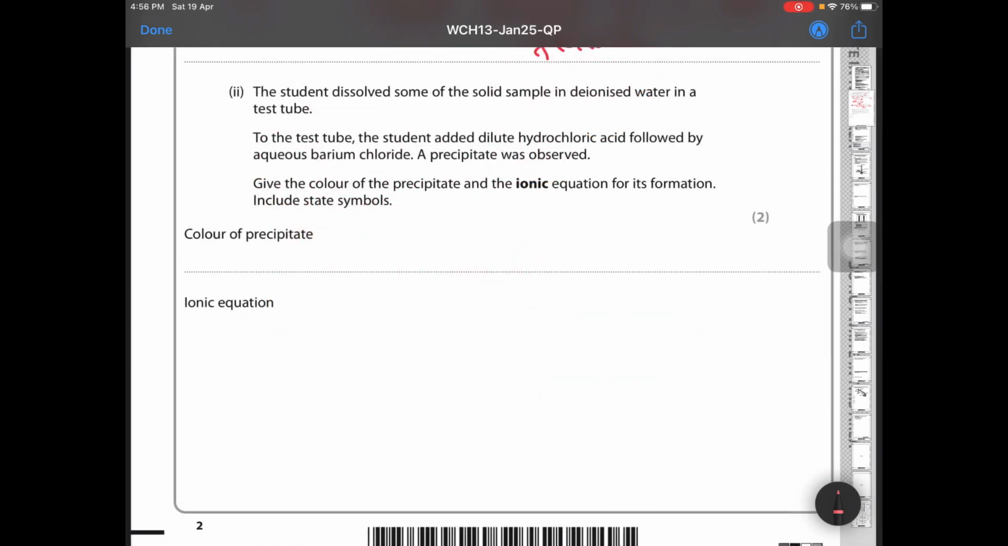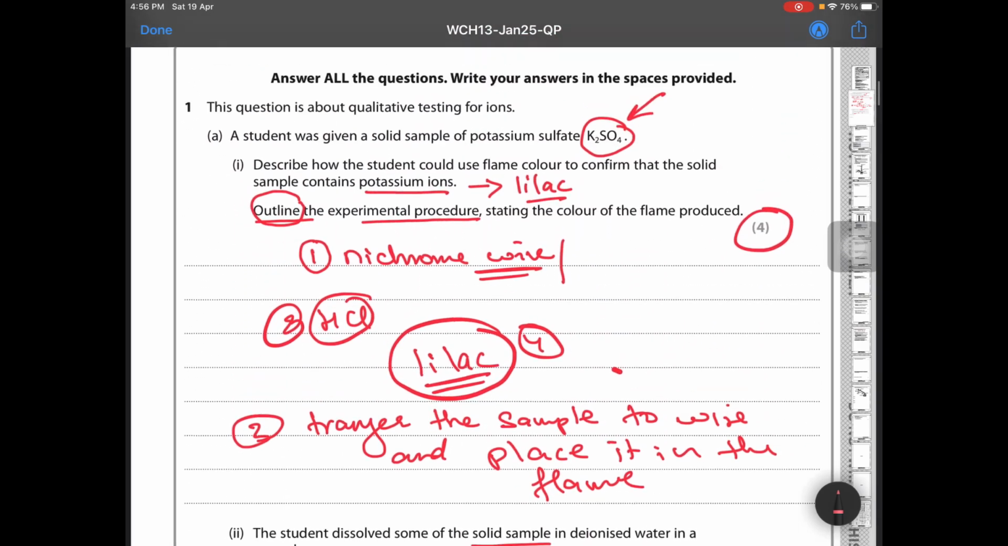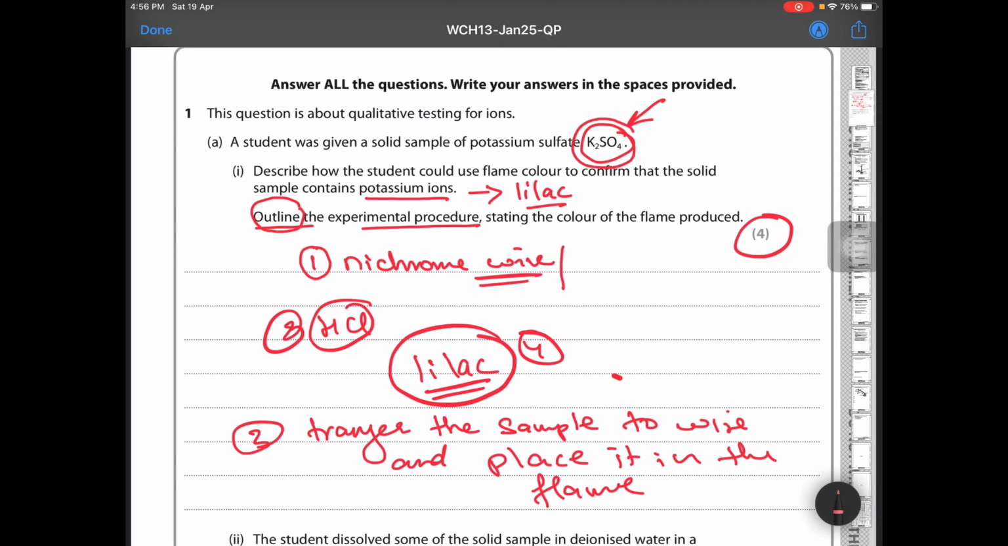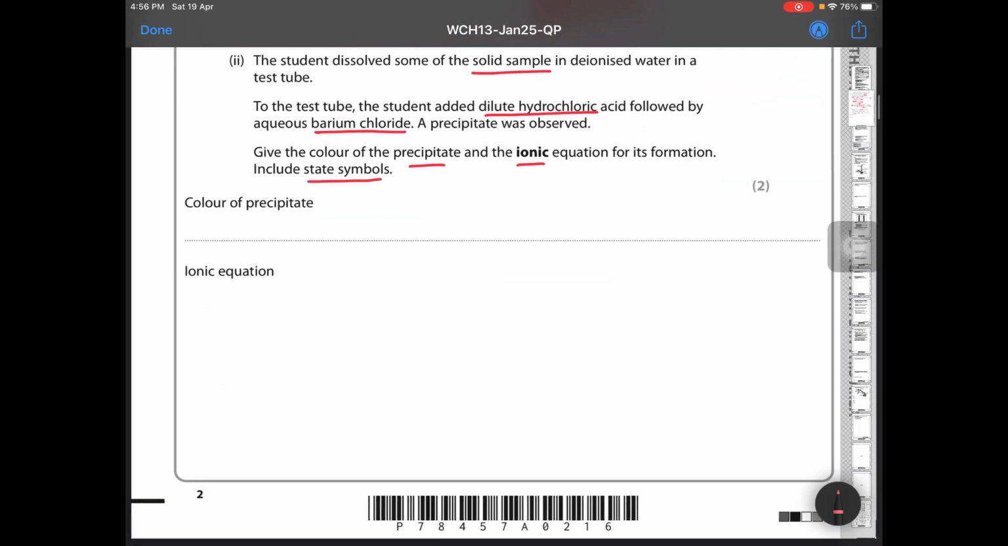So this question is talking about the barium chloride test. Give the color of the precipitate and the ionic equation for the formation. Include the state symbol. It's saying that the student dissolves some of the solid sample in deionized water to make a solution, and then adds HCl followed by barium chloride. Obviously the sample we are talking about is potassium sulfate, K2SO4. So we are going to do a sulfate test. The color of the precipitate will be white.